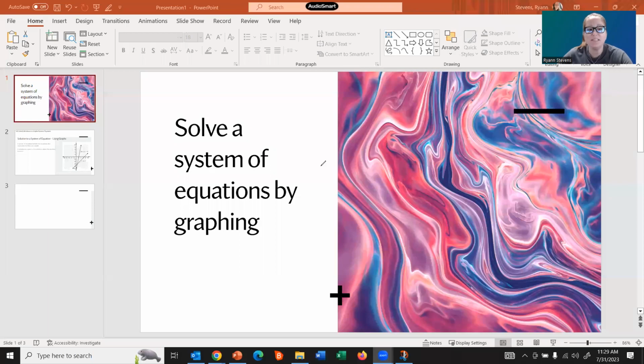Hello, we are going to be talking about solving a system of equations today by graphing. So this is where we're going to have a graph and we're going to have our system of equations, which is going to be two equations, and they're both going to be graphed. And we have to determine what is the solution to that system of equations.